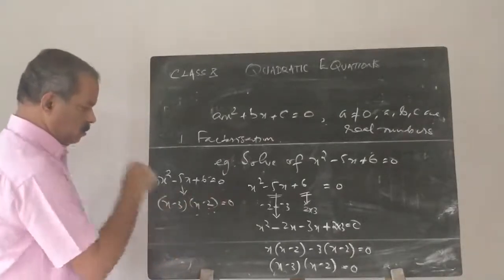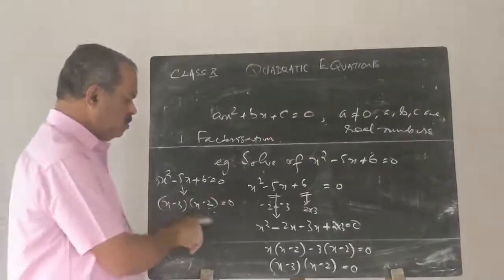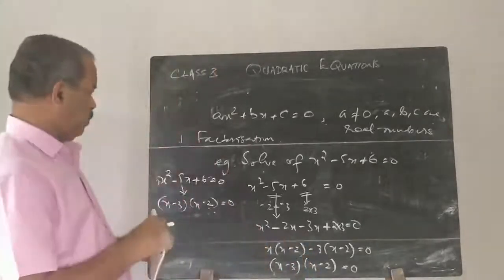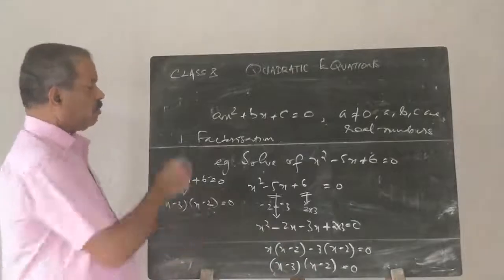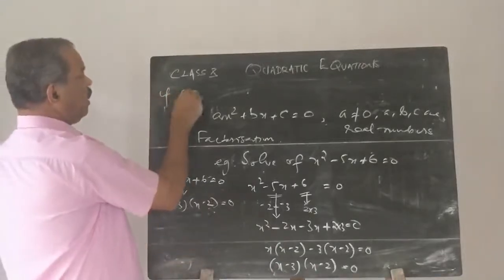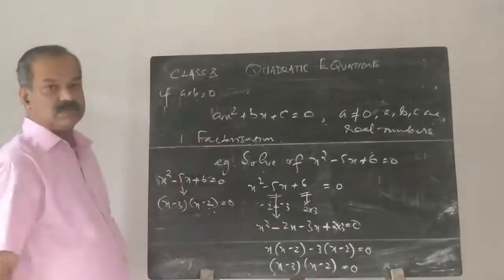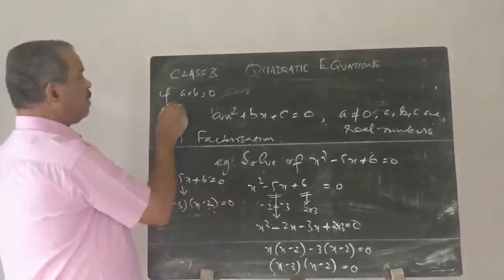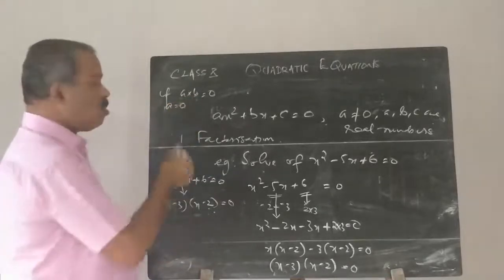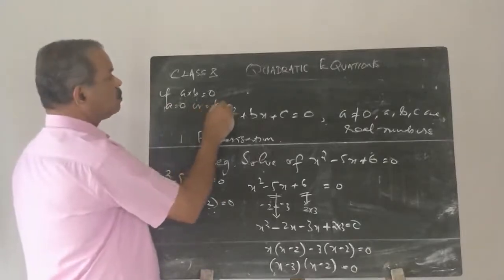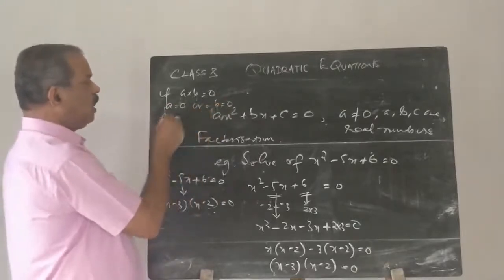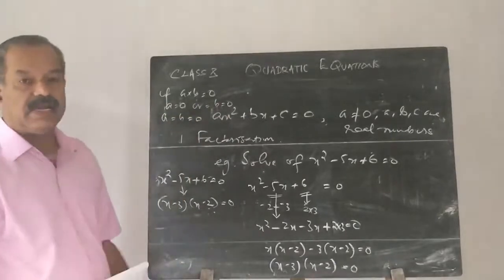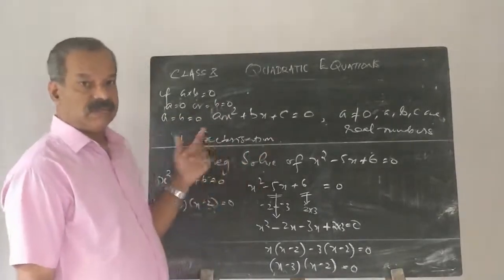Now, we know the zero factor theorem. That is, if a into b equal to 0, we mean either a equal to 0, or b equal to 0, or both a equal to b equal to 0. These are the 3 conditions of the zero factor theorem.